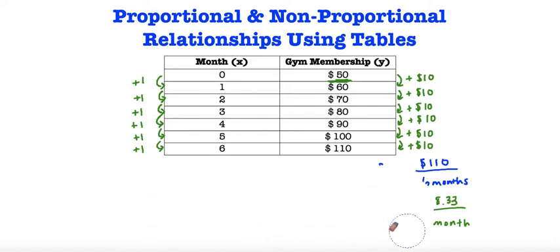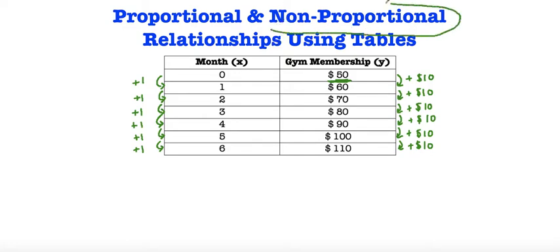So we do not have a proportional relationship, but we could still use an equation to represent this table. It's non-proportional, but we could still create an equation because we know the cost per month. So y is going to equal 10x, because each month it's increasing by $10, plus the initial fee of $50.